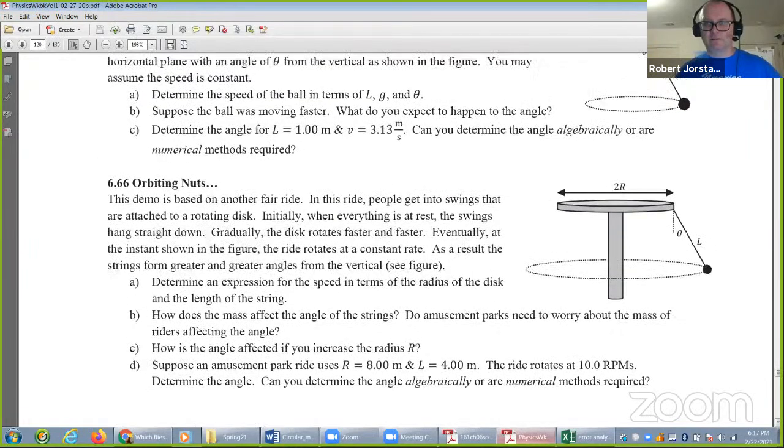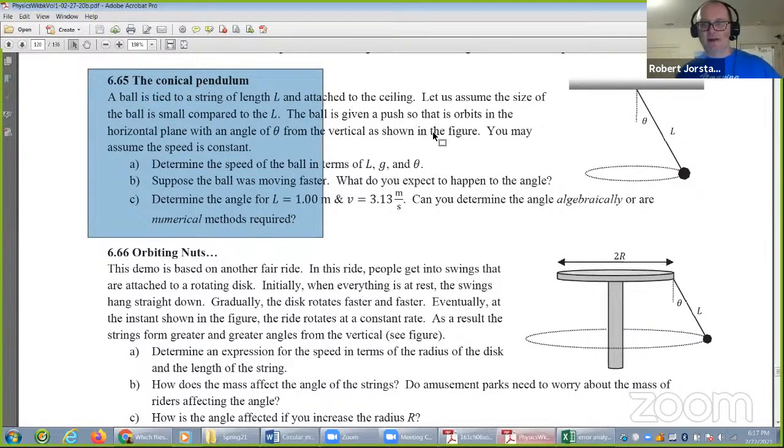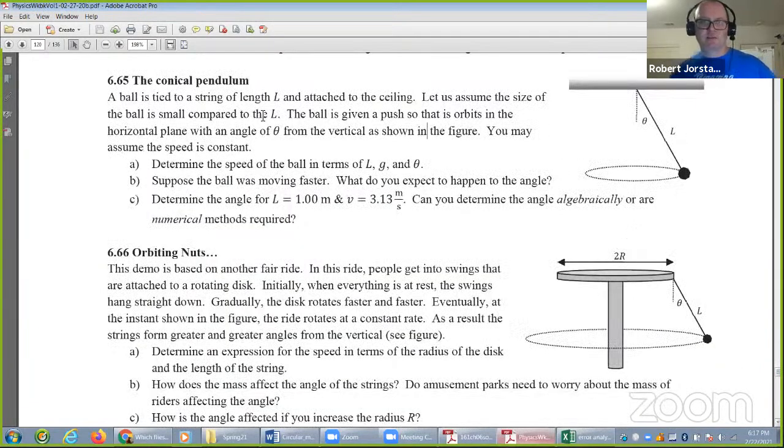Let's look at this one here. Conical pendulum. All right. So we're looking at 6.65. I forgot what page we're on. Page 118. 6.65. Conical pendulum. So hopefully you have that there in front of you. I'll let you read for a sec.